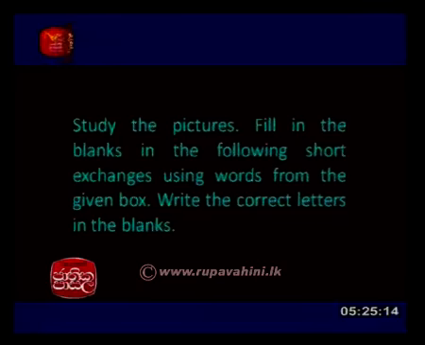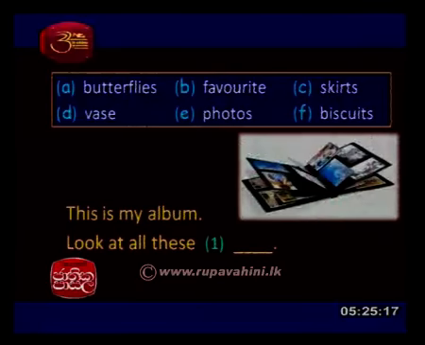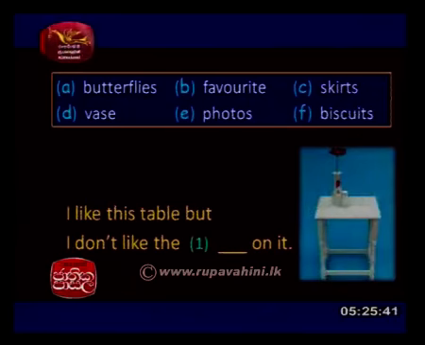Right. The first one. This is my album. Look at all these blank. Now there are a lot of, what can you see there? In an album you can see photos. Then you know it should be E. Right. The next one. I like this table, but I don't like the blank on it. You can see a vase there. So what is the letter? D. Right. The next one.